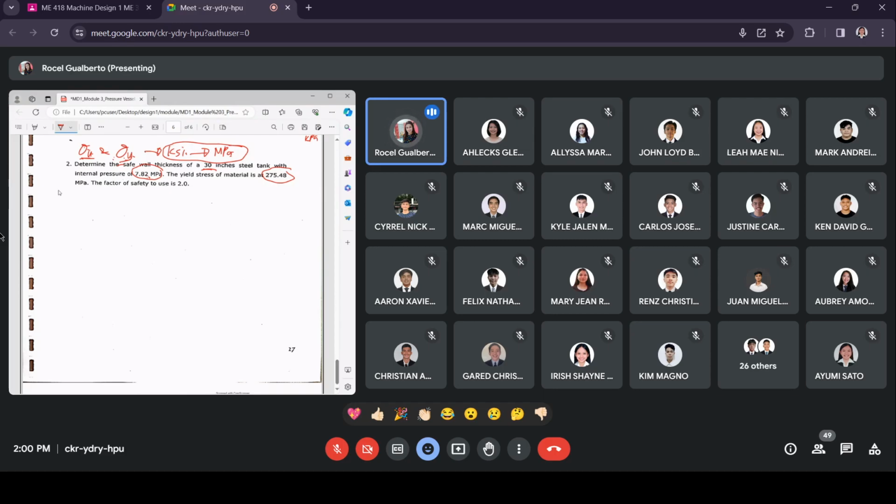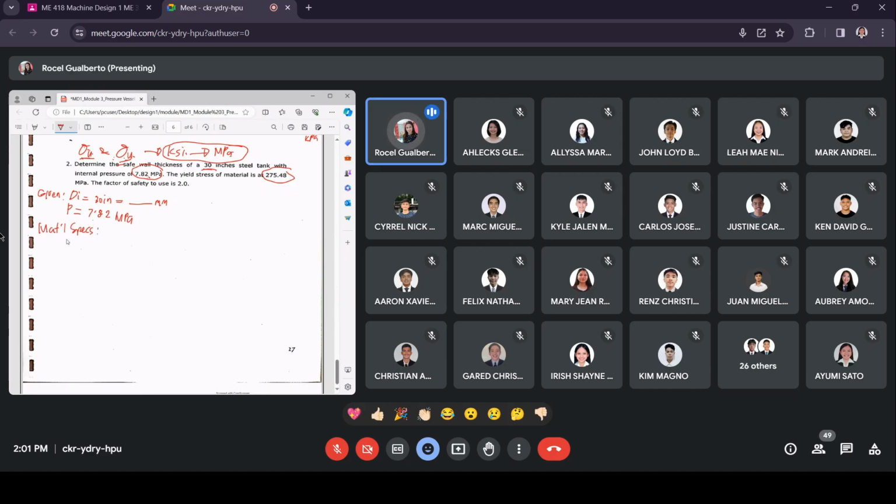So let us have this one. We start with the given values. You have there 30 inches. So that's diameter equal to 30 inches. So this one, let us convert this into millimeter. So we are solving this on the SI. So convert this in millimeter. Internal pressure, that is equal to 7.82 megapascal. So these are our given. What else? So after this is the material specification.